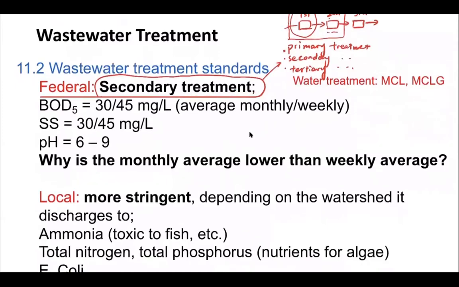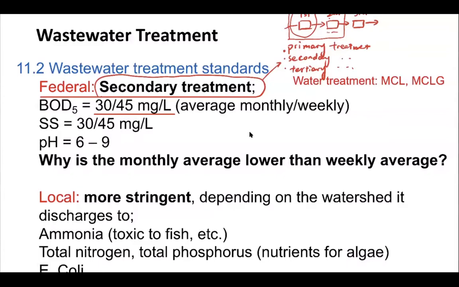So they also give out requirements in terms of the concentration. So for example, the BOD5 has to be 30 in terms of the monthly average, or 45 milligram per liter in terms of the weekly average.